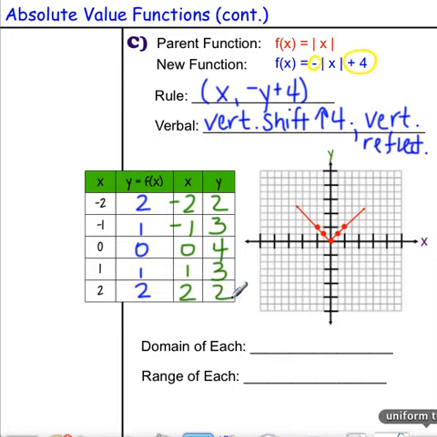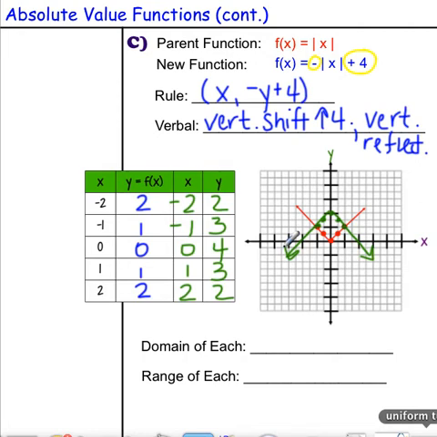So if I graph these, I'm still at -2, 2. And now I have -1, 3. And 0, 4. 1, 3. And 2, 2. Notice that my absolute value function has flipped over upside down.